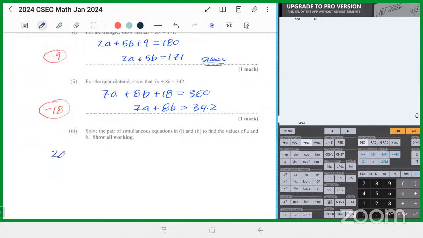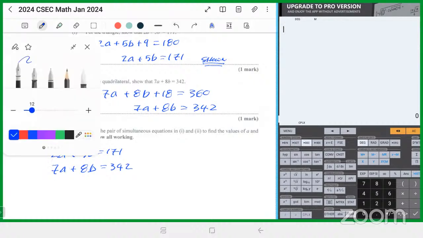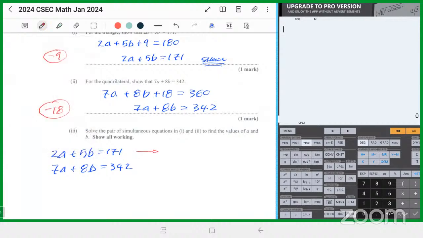So it is 2A plus 5B equals 171. I'm writing them to show how I make the adjustment. And then it's 7A plus 8B equals 342. And let's say I want to eliminate the A terms. Because I want to eliminate the A terms, I want the two equations to have the same value on the A terms. So for that to happen, I have to multiply this equation by 7, because the lowest common multiple of the 2 and the 7 is 14. So I have to multiply this by a 7 for it to become 14. So I'm going to multiply this first equation by 7.